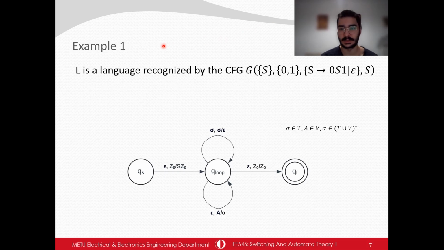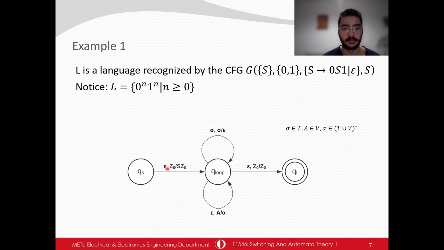So let's do an example. L is a language recognized by the CFG, which only has one symbol and has the binary alphabet. S goes to 0S1 and the empty string. So if you notice, the language this CFG describes is 0^n 1^n, which has as many zeros as ones, and zeros come first, ones come second. Now, we don't need to know this. We only need to have this information, but it's just nice to point out the language that we are describing.